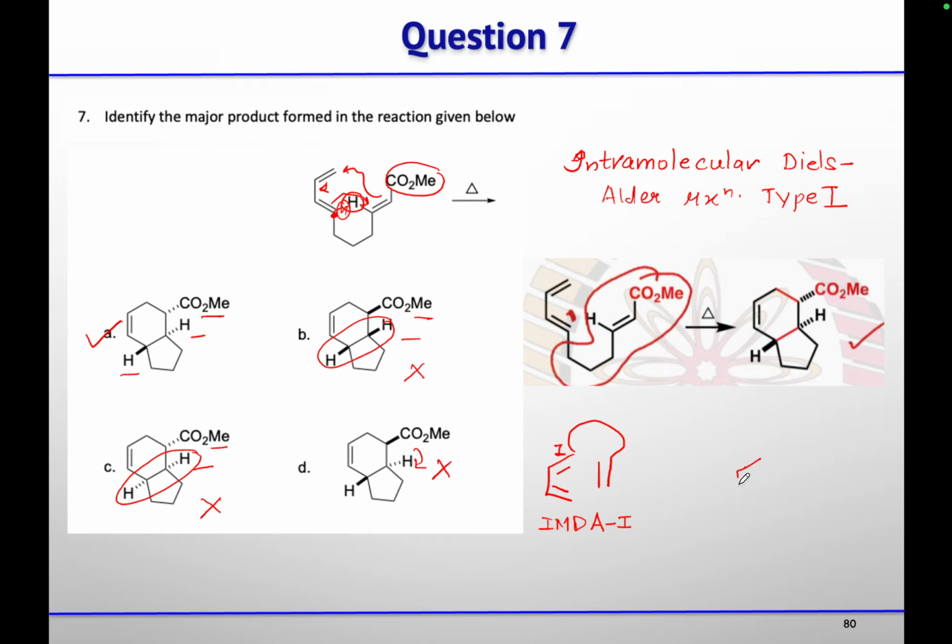And if the dienophile is attached at the second carbon of the diene, then this will be an example of intramolecular Diels-Alder reaction type 2. In the case of intramolecular Diels-Alder reaction type 1, you will get a fused ring system, and in the case of type 2, you will get a bridged cyclic system.